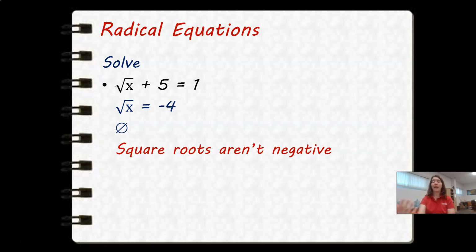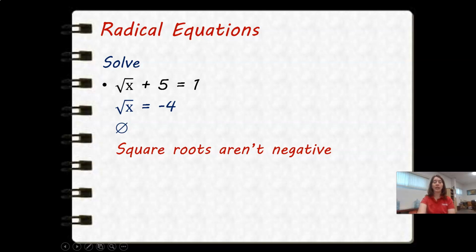Like for example, if I asked you guys, what's the square root of 25? You should be able to tell me the correct answer is 5, because 5 times 5 is 25. If I said, what's the square root of 81? Well, the correct answer is 9, because 9 times 9 is 81. So square roots are always equal to positive numbers.